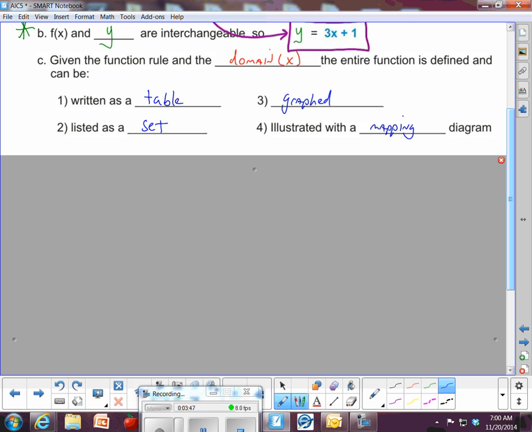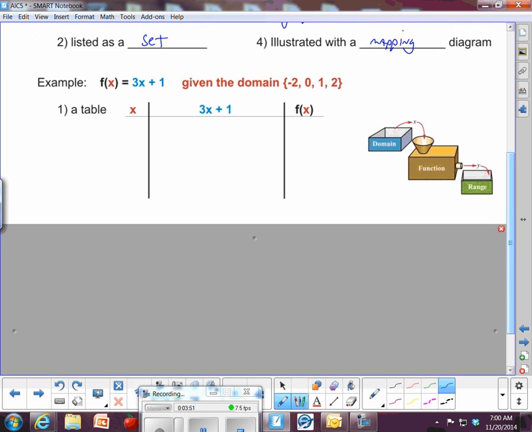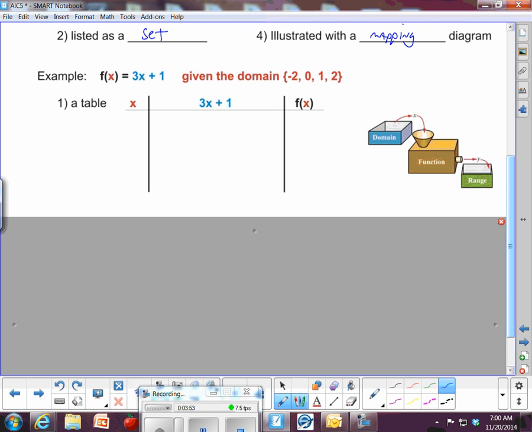Okay? All right, so let's take a look at the next aspect here. All right, so we've got this example. I've got the same function here, right? f of x equals 3x plus 1. But notice we were given the domain. Given the domain, it tells us -2, 0, 1, 2. All right, first thing we're going to do is the table.